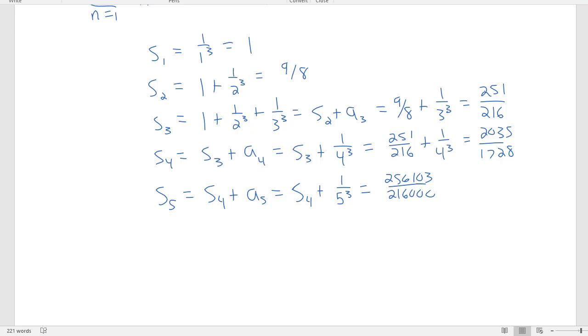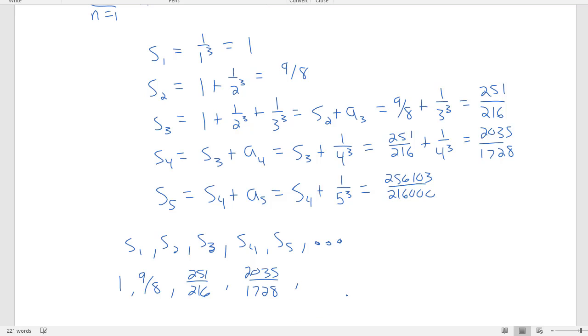So again, if we think of the sequence of partial sums, the first sum, the second sum, the sum of the first 3 terms, the fourth partial sum, the fifth partial sum, and so on. So I would list all of these numbers out. The 1 is the first one. So 1 and then 9/8 and then 251 over 216.